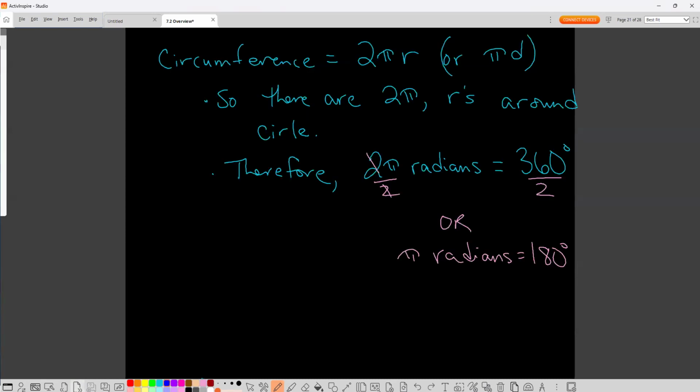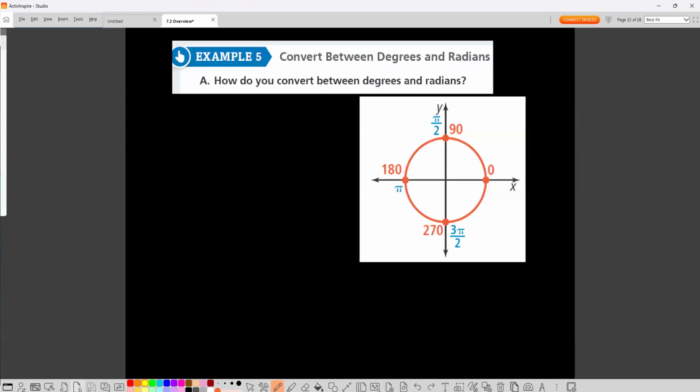So if the circumference is 2 pi r, there are 2 pi r's around the circle. I talked about this earlier on in one example. So there's 2 pi of the r's, and that means all the way around the circle is 2 pi radians, which in degrees is 360. If you divide both sides by 2, you can also have pi radians equal 180 degrees as kind of your conversion factor, if you will.